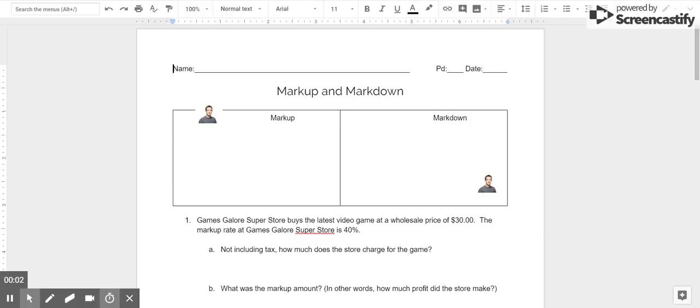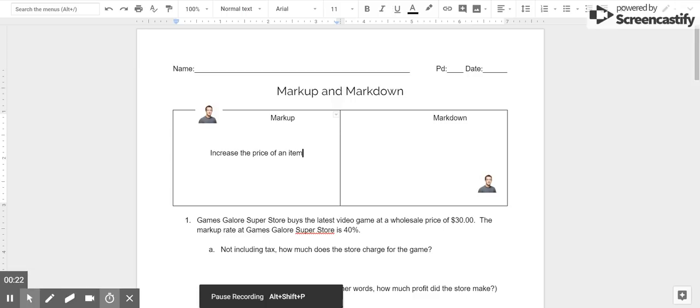This video lesson covers markup and markdown. Here's a picture of Mark Zuckerberg. He's up. In this picture, Mark Zuckerberg is down. But markup and markdown is a lot more than that. Markup is when we increase the price of an item.